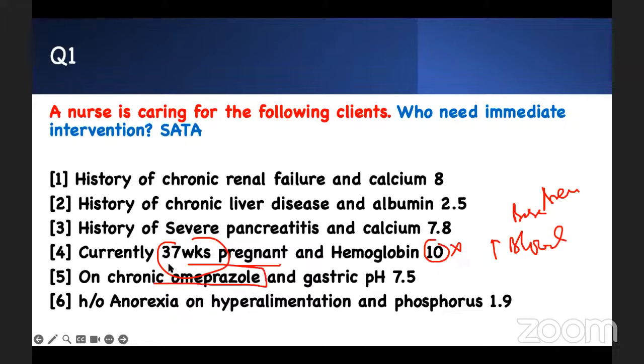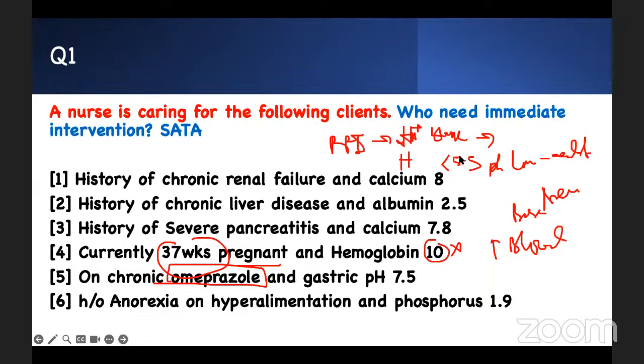You're on chronic omeprazole. What is that? That's a PPI. What does it do? It's a hydrogen-potassium pump blocker. It blocks it such that you cannot have acid secretion anymore. Remember, normally the pH of the stomach is less than 5.5. That means the pH is low, that's why it's an acid situation. If you're not making any more acid, the pH is supposed to go up. So 7.5 is normal for them. That's what the gastric pH is supposed to be.